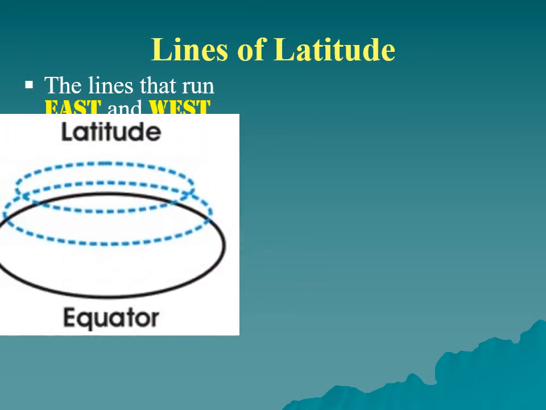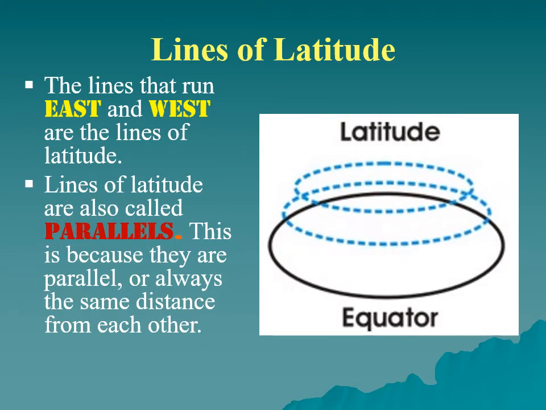Lines of latitude. These lines that run east and west are the lines of latitude. Lines of latitude are called parallel lines. This is because they are parallel, or always the same distance from each other.